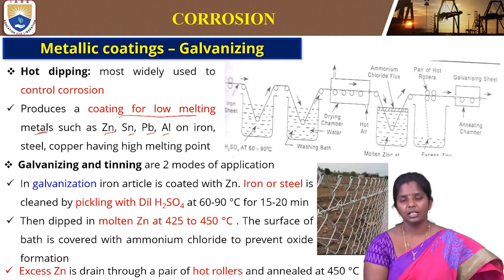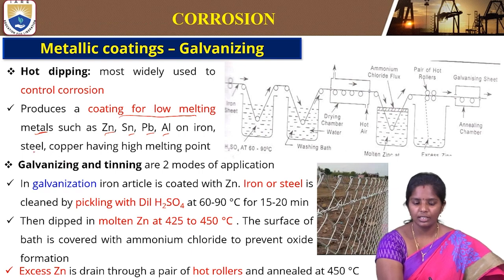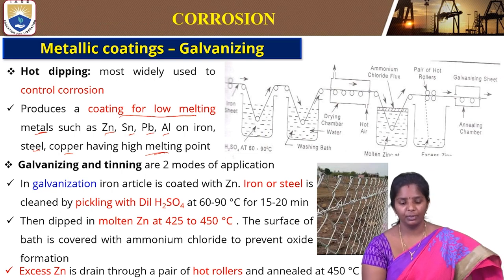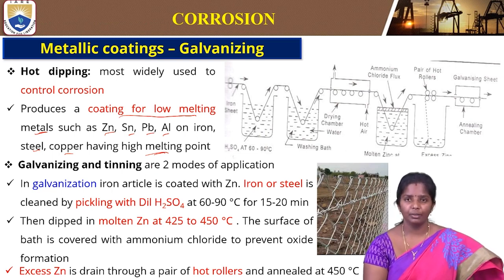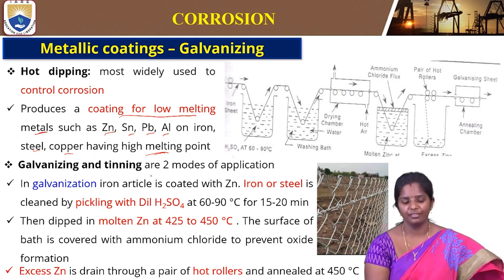So the metals that we need to coat should have a low melting point so that they get coated onto the iron or the steel that is used. On steel, copper has a high melting point. We will see in detail how the dipping takes place. It has two different methods, galvanizing and tinning, which are the two modes of application.